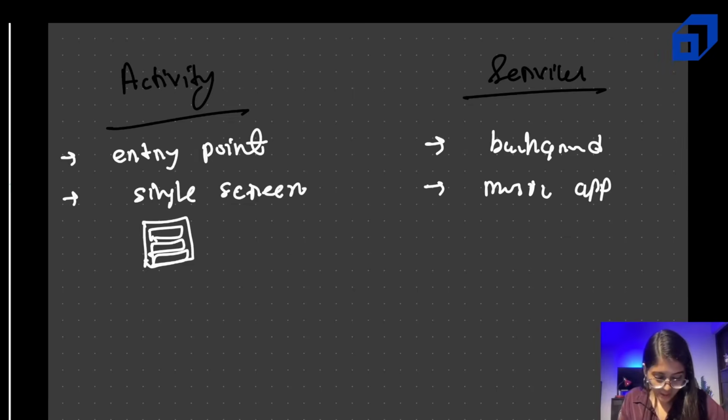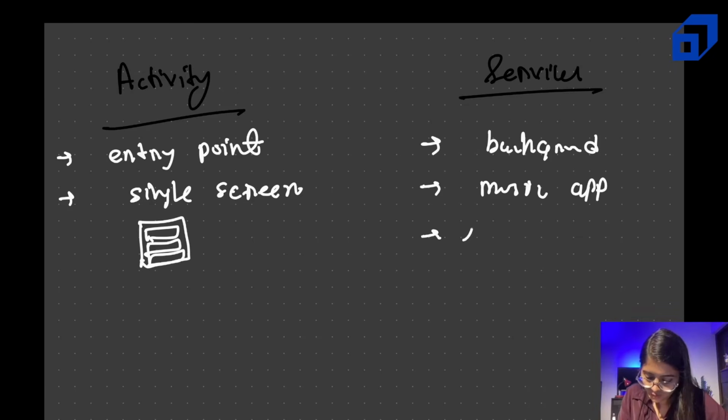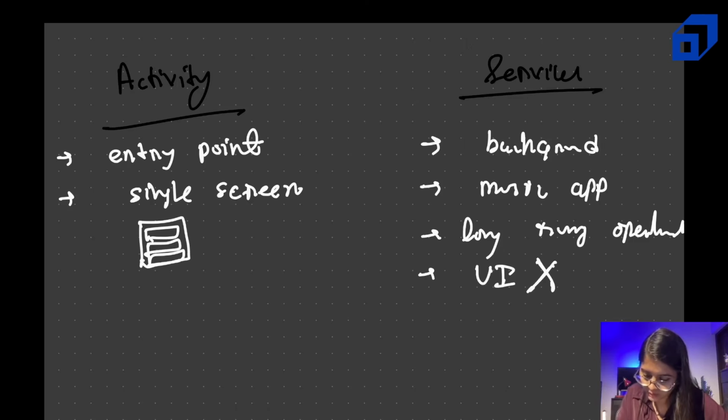Okay, it is a component that runs in the background to perform long running operations or to perform work for remote processes. A service does not provide a UI to the user. It has no UI UX. For example, a service might play music in the background, right? Or maybe perform some download upload operation in the background. You would have seen multiple times some download upload going on in the background in the notification manager. You would have seen, right? So that is the role of services.